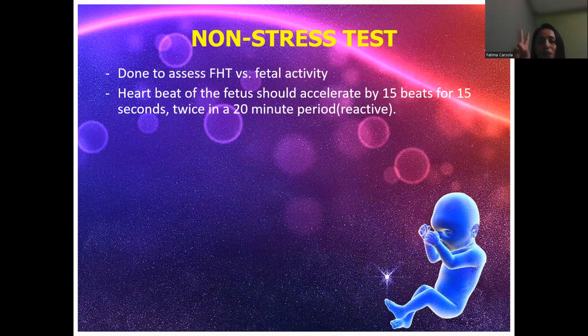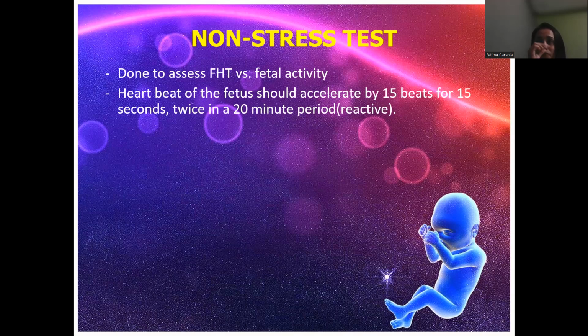That will happen twice in a 20-minute period. That would mean that the result of the non-stress test is reactive. If I may repeat, if the baby moves, the heartbeat of the fetus is accelerated by 15 beats for 15 seconds. That will happen twice in 20 minutes, and every test is done for 20 minutes.